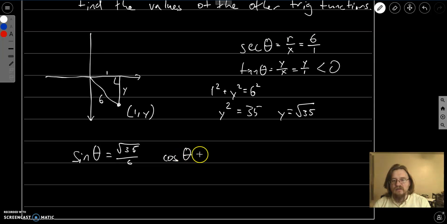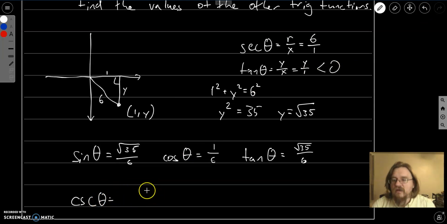Cosine, which is the reciprocal of secant, is just going to be 1/6, and tangent is going to be y divided by r, so this is going to be square root of 35 over 6. The cosecant will be the reciprocal of this, so it's going to be 6 over square root of 35.